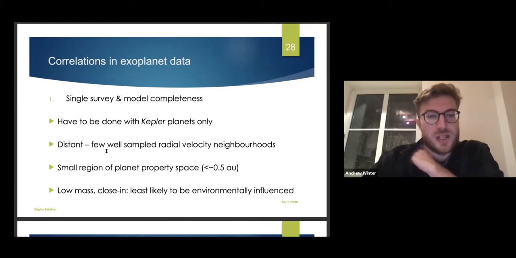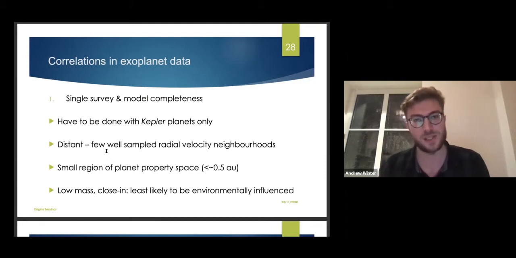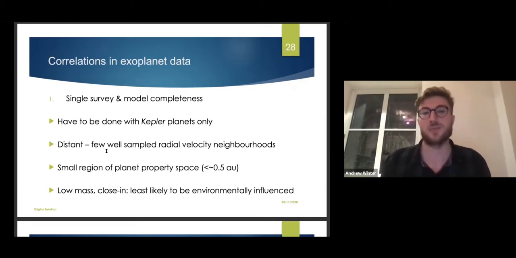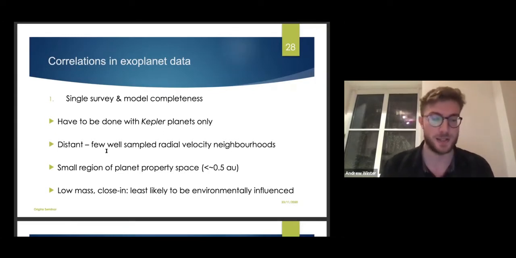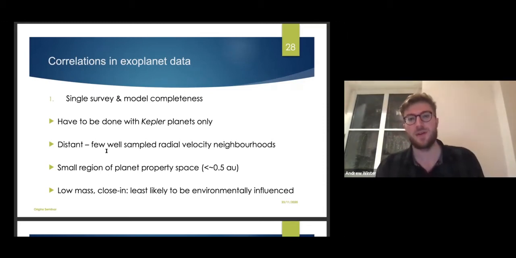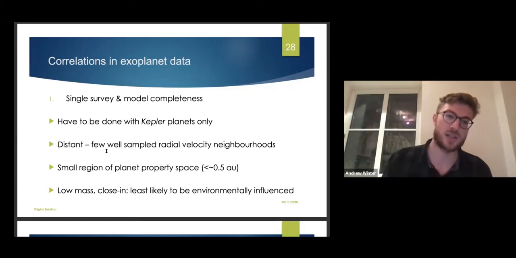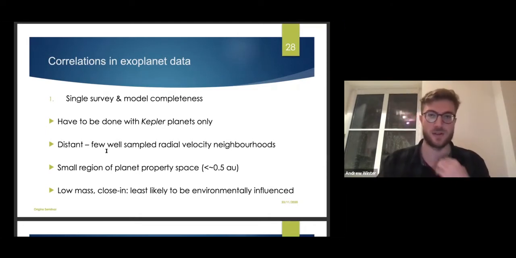The problem with isolating to a single survey in terms of looking for environmental effects is that this has to be done with the Kepler planets only. These Kepler planets are distant, and once you get to high distances, you have very few well-sampled radial velocity neighborhoods, and you start to lose your substructure as well. So this adds a new challenge, and you also have only a very small region of planet property space. The Kepler sample is nearly all confined to within 0.5 or 1 AU, and because they're mostly low mass and close in, these are also probably the least likely planets to have been environmentally affected in the first place, because they're sitting close to the host star, where they're presumably among the safest planets from any environmental impact that has taken place.